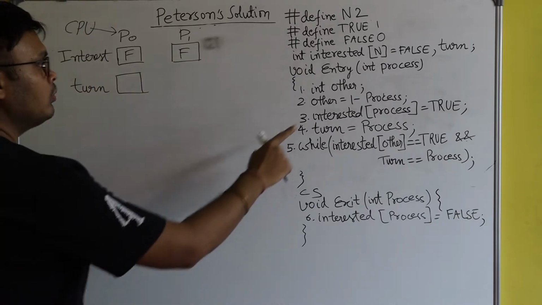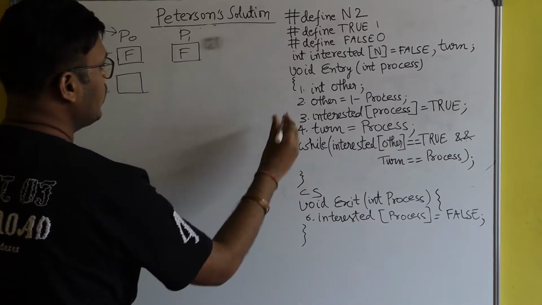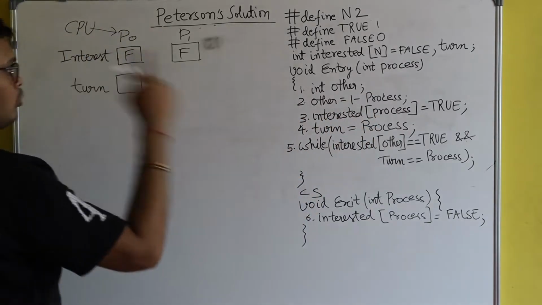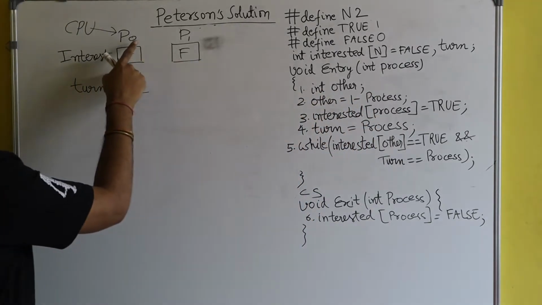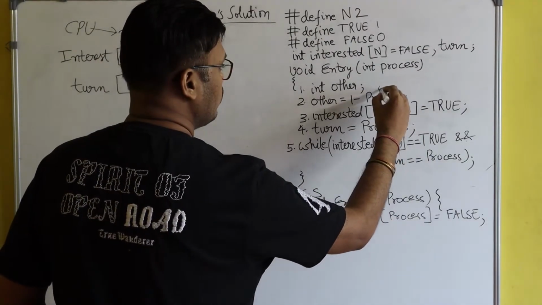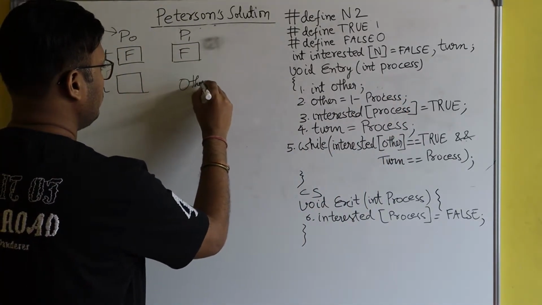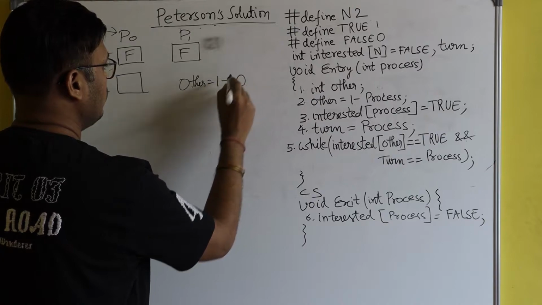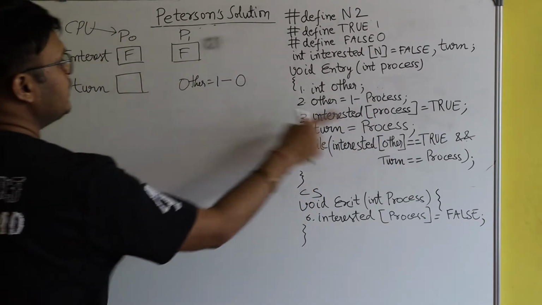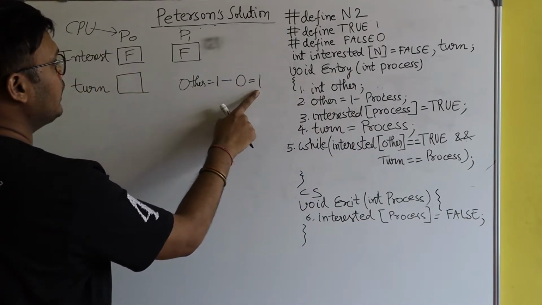So suppose the CPU is with process P0, then other is equal to 1 minus process. So what is the process now? P0, then other is equal to 1 minus 0. Here I am writing other is equal to 1 minus 0. Why 0? Because 1 minus process, so process is 0. P0 is the process. Then other is equal to 1. So it means other is P1.